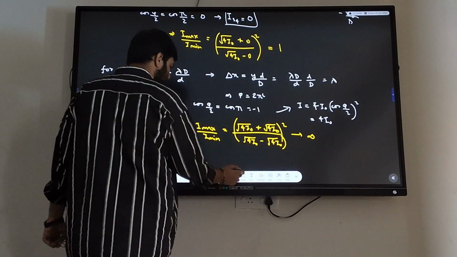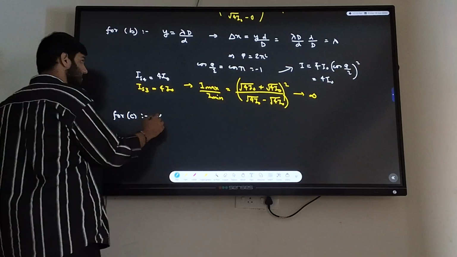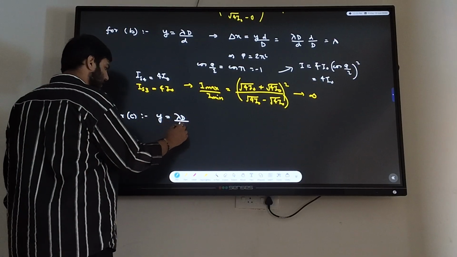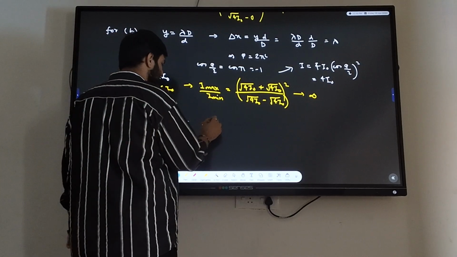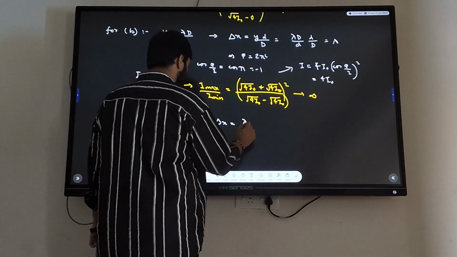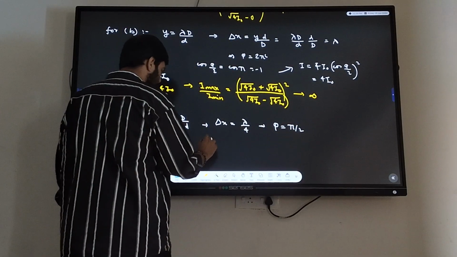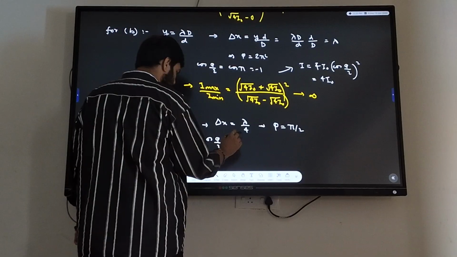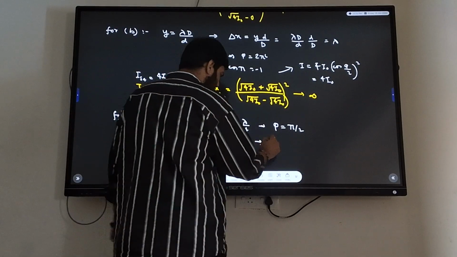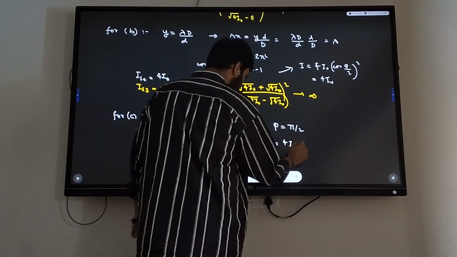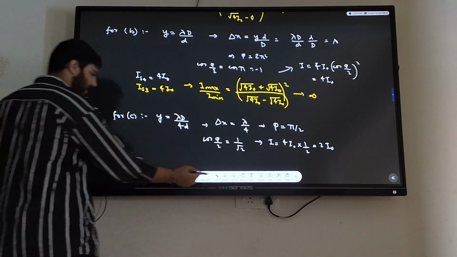What about the C part? What is y this time? 4d है क्या? 4d? Then what is delta x? That's lambda by 4. And what will be phi? That's pi by 2. Then cos phi by 2 will be? Cos phi by 2 will be 1 by root 2. Then what will be I? 4 I naught into 1 by 2. That's 2 I naught. And then what will be I max by I min?